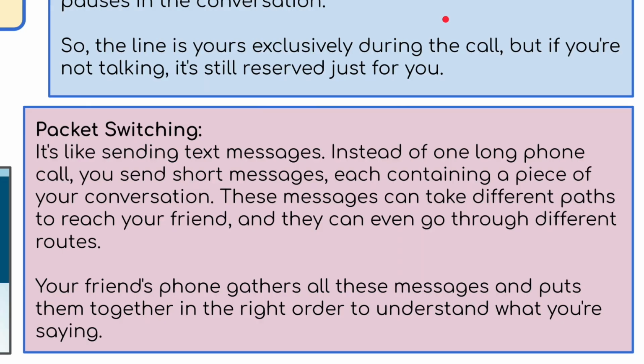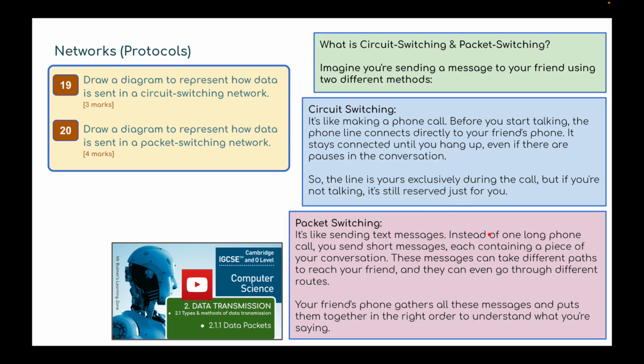Whereas packet switching is like sending text messages. Instead of one long phone call, you send short messages, each containing a piece of your conversation. This is where data packets come in. These messages can take different paths to reach your friend, and they can even go through different routes. Your friend's phone gathers all the messages and puts them together in the right order to understand what you're saying. So that's sort of the difference there.